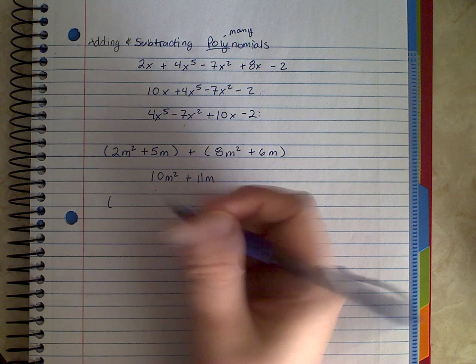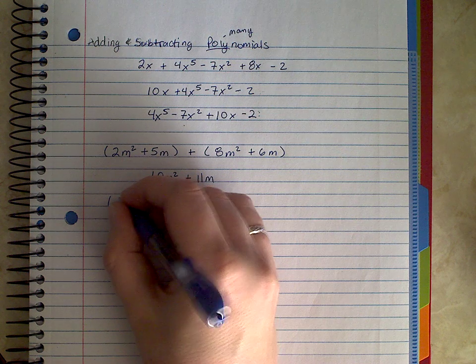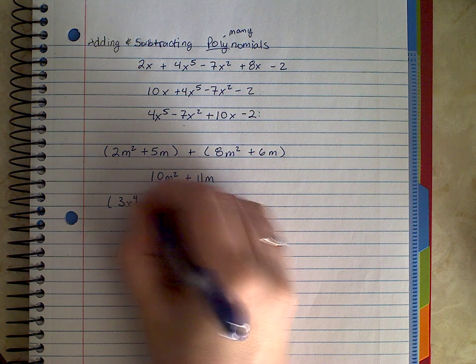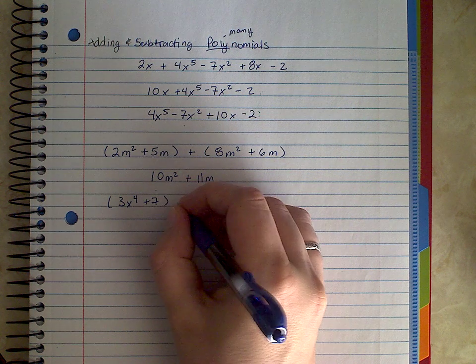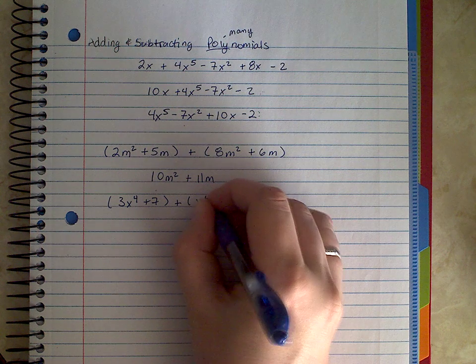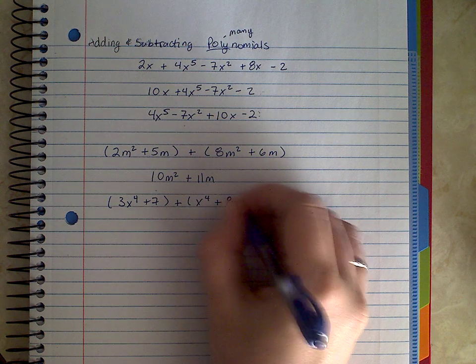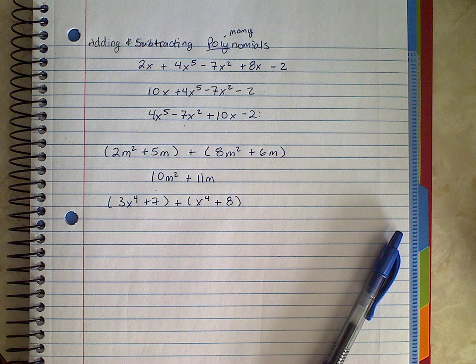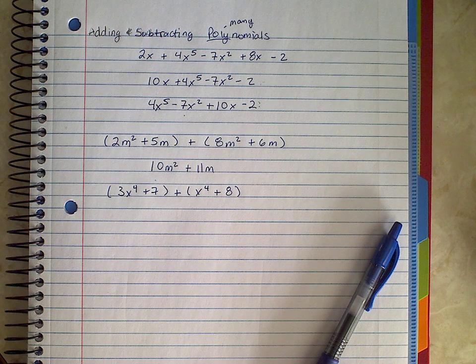All right, so let's try one of these on your own. Let's do 3x to the fourth plus 7 in one set, plus x to the fourth plus 8. So try doing that on your own. Copy that into your notes. Give it a try. And I'll come around and check. Raise your hand if you don't understand it, and I'll help you. Raise your hand if you think you got it, and I'll come and check.